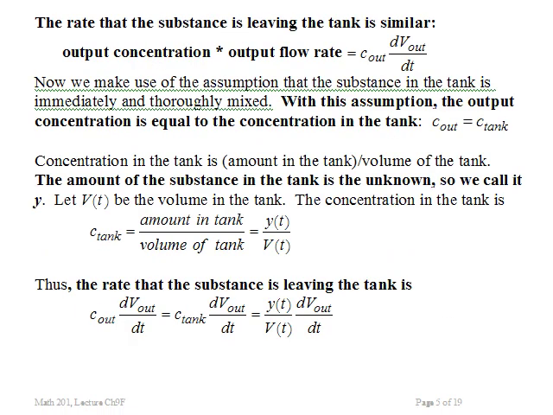Now let's look at the rate that the substance is leaving the tank. That would be the output concentration times the output flow rate. So it's output concentration times the flow rate. This is the volume that's leaving the tank. Now we're going to make an assumption that might seem highly unphysical. We're going to assume that the substance in the tank is immediately and thoroughly mixed. Right? So it's like this.